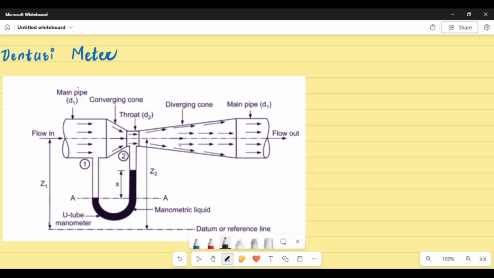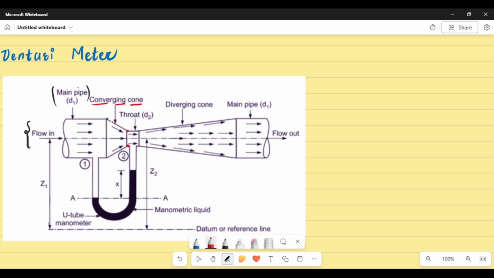First of all, I would like to explain this diagram to you all. We have a flow in, so the fluid is flowing in this direction through this opening. This is the main pipe with diameter d1, and the fluid is flowing in this direction. After this, we have this convergent cone. This part is the converging cone, which converges and reaches up to this point.